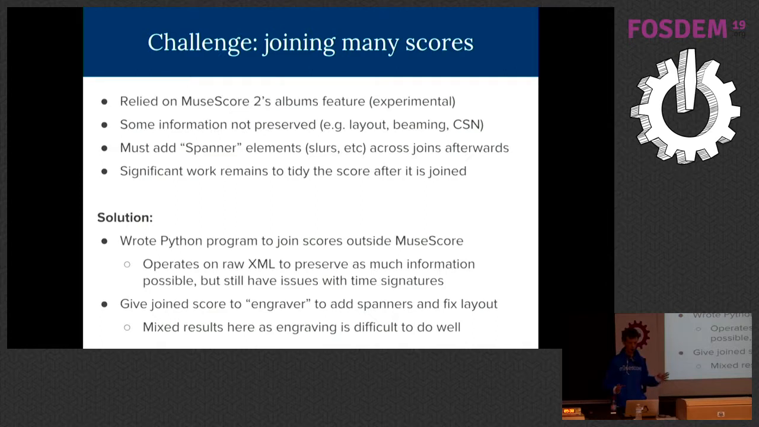And this is the first challenge, joining all of those scores together. We were relying on a MuseScore 2 feature to do this, called the Albums feature, which was an experimental feature. And there are various issues with this feature. So eventually it became necessary for me to write a separate program in Python that would take scores and join them together outside of MuseScore so that we could preserve as much information as possible. Otherwise, some of the transcribers' work would be lost.